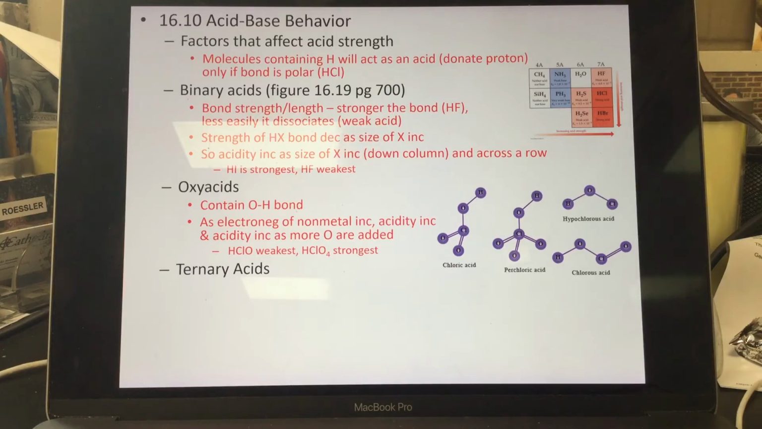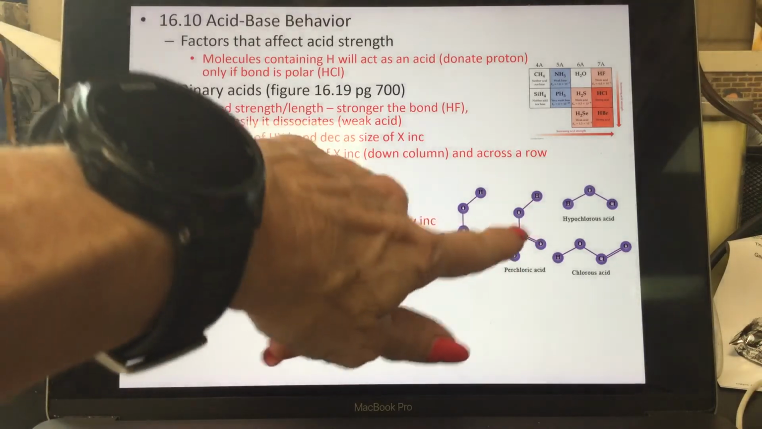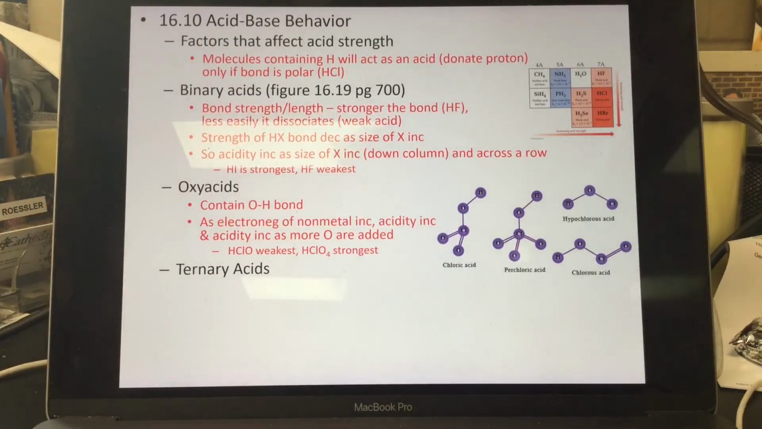So again, as we add oxygens to the central atom, the acid gets stronger, meaning it can donate the hydrogen ion more easily, because the electrons have less of an attraction to the hydrogen ion and more of an attraction to the central atom.